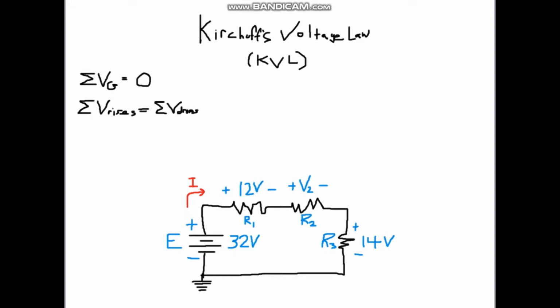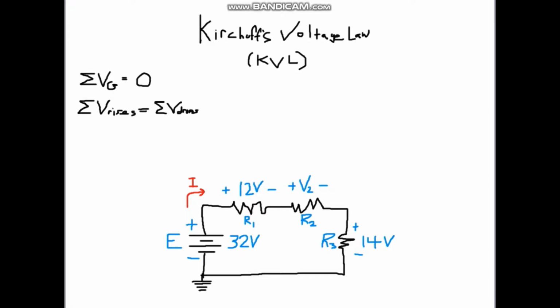So if we look here, the voltage source is 32 volts. We know that the current goes out the positive side of that voltage source, so it's going to flow clockwise. What we're going to do is start at ground, and just follow this loop around in the direction that the current goes.